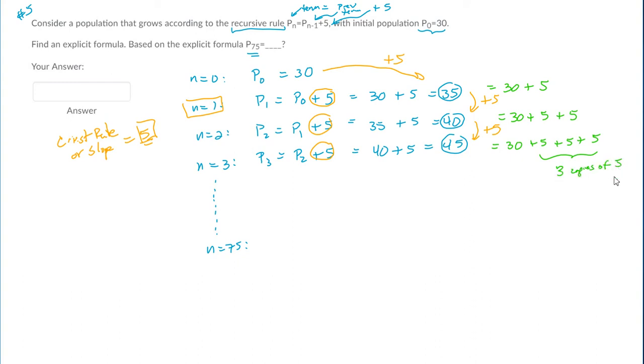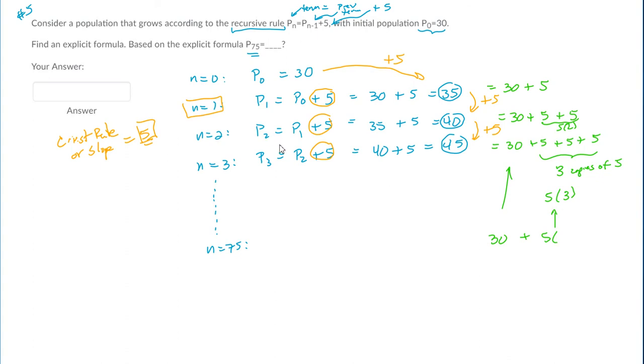If you have 3 copies of the 5, that means if you're adding 5 to itself 3 times, you can write that as 5 times 3. Remember, adding something over and over again is the same as multiplication, right? This could be written as 2 copies of 5. This is 5 times 2, right? This is 5 times 1. So what's going on is we're taking the 30 and we're adding a certain number of copies of the 5. Okay, so we're doing 5 times some number of copies.